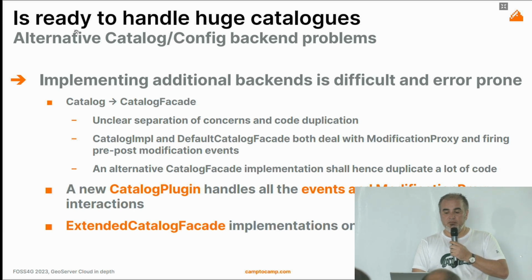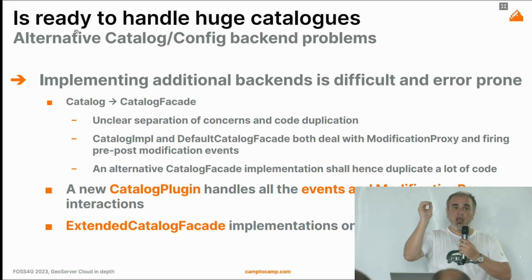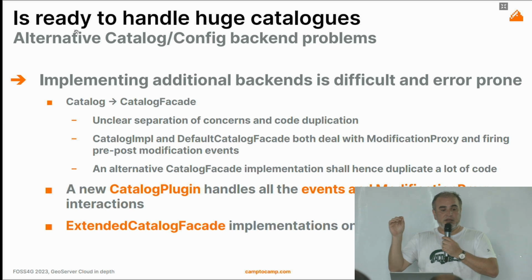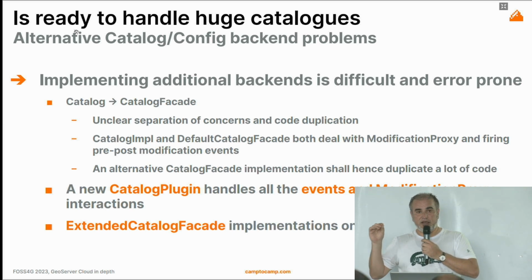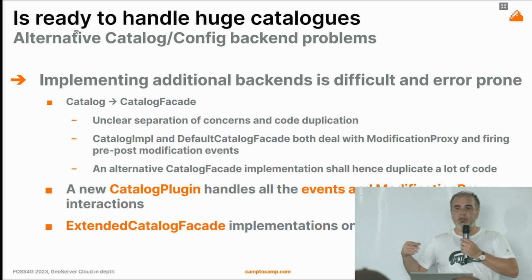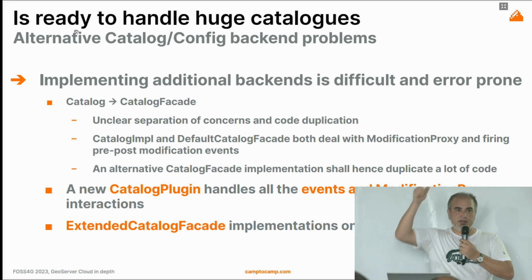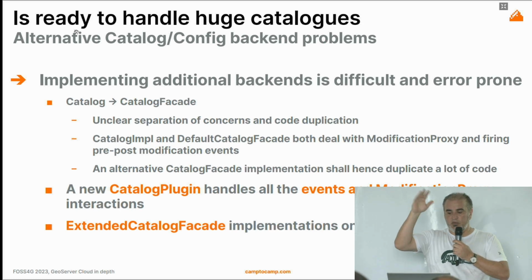For implementing additional backends, we created a new kind of plugin that covers the application-level responsibility of dealing with the notification process and the events, and an extended catalog facade, where you only have to implement it in order to deal with your actual data, your raw data, and convert it to info objects, and let the catalog that's calling you deal with the rest of the stuff.